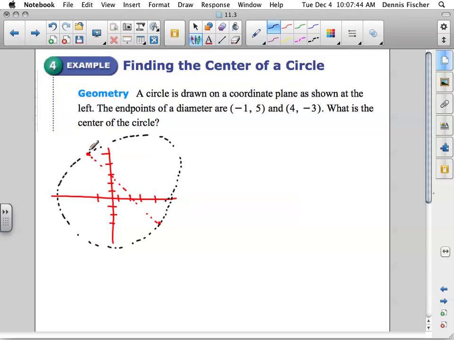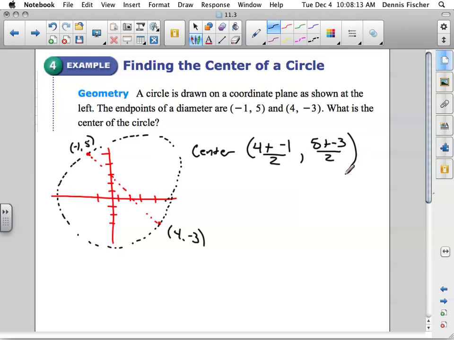I put my points at -1, 5, and 4, -3. If I wanted to find my center, I'm going to use the midpoint, right? My center is going to be located at: take my x-coordinates, add them together, divide by 2, take my y-coordinates, add them together, divide by 2.